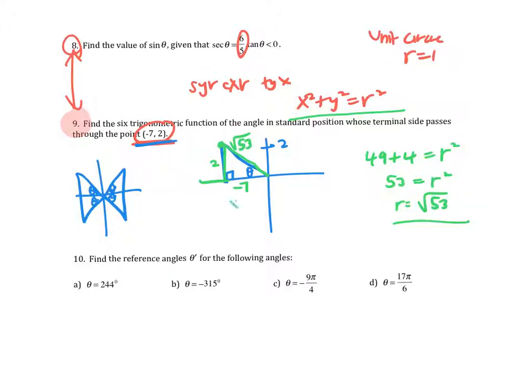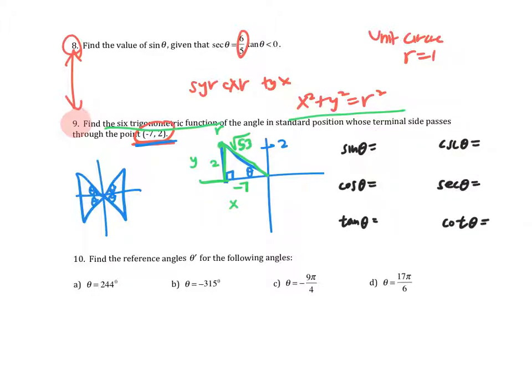So now that I have my x, my y, and my r, I can find the 6 trig functions of the angle. Using SOHCAHTOA, sine theta is opposite over hypotenuse, 2 over root 53, which is going to become 2 root 53 over 53 when you rationalize. And cosecant theta would be the reciprocal, but it's easier if you just do hypotenuse over opposite, or r over y, so you don't have to go through the whole rationalizing process again in this case.